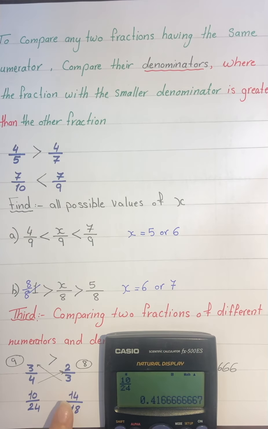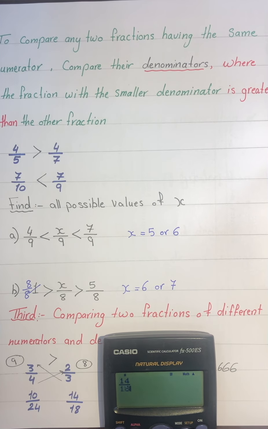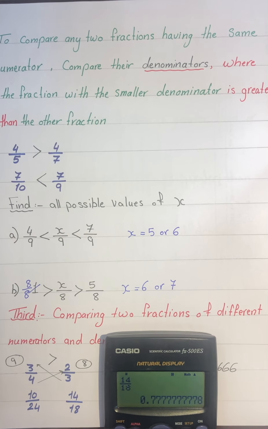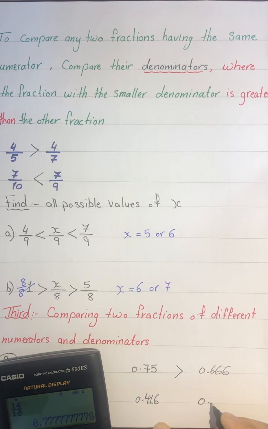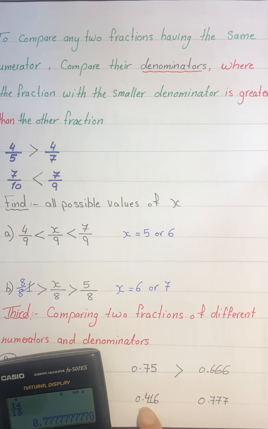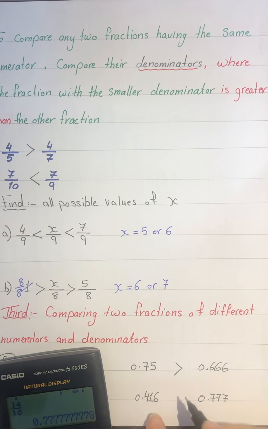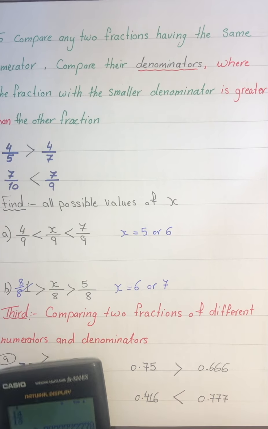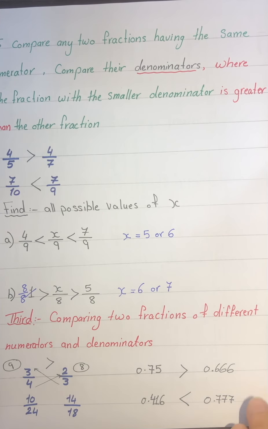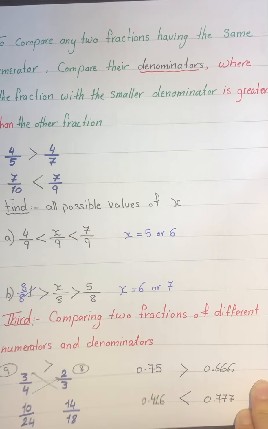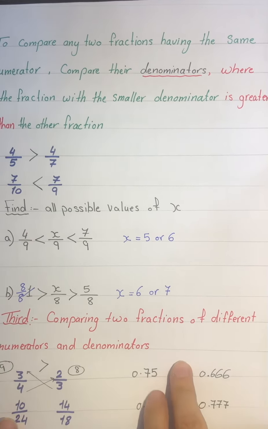Okay, if I want to change 14/18, write the fraction like this. 14/18 equals SD 0.777. Okay, which is the greatest? 0.4 or 0.7? 0.7. This, it will be less than. Okay, this is how to use the calculator to solve comparing fractions with different numerators and different denominators.